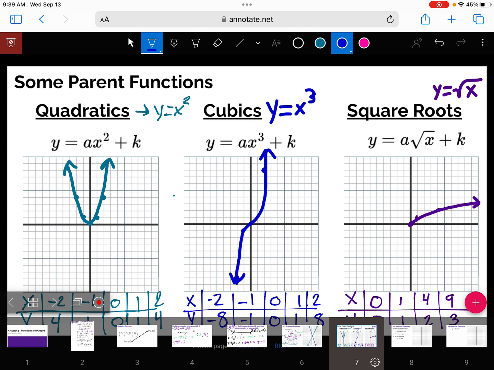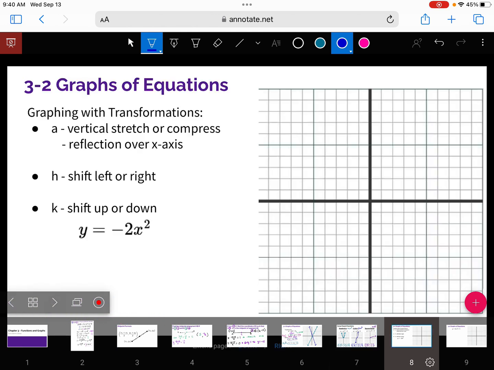A vertical stretch goes up and tall and thin. Big kids do yoga. People were mad when I changed the slide, so I was just starting to talk while people wrote it down. So A does a vertical stretch or compress. Stretch is when A is bigger than 1. Compress is when it's so little and cute, I just want to squish it and it looks like somebody sat on it.